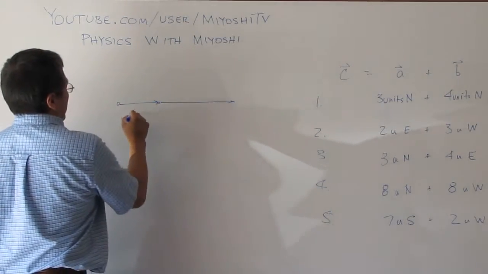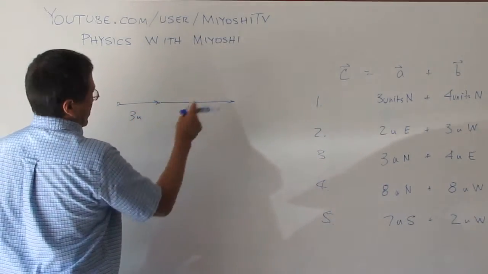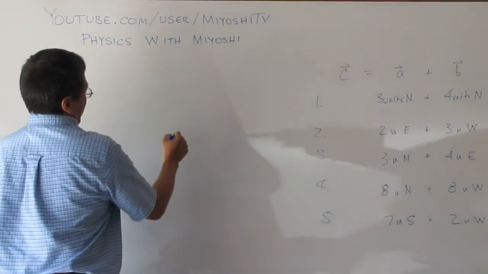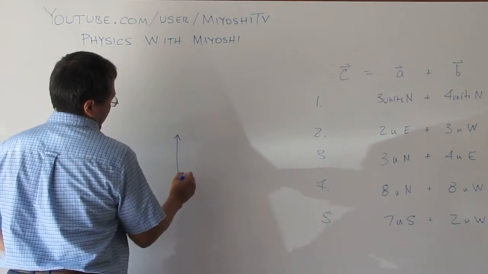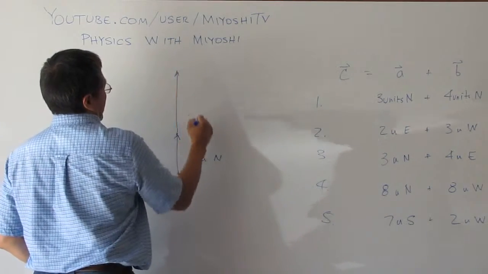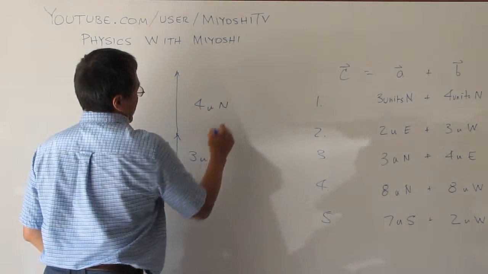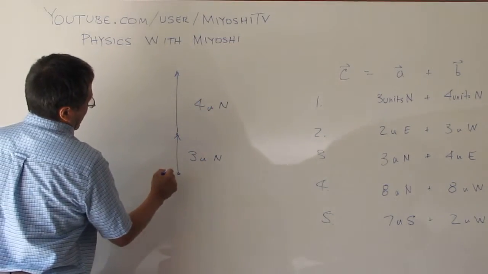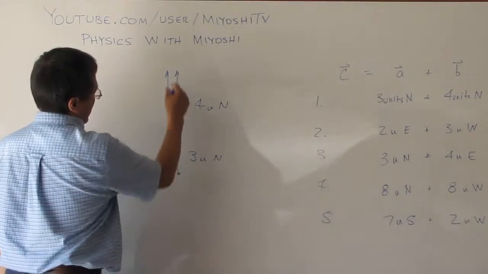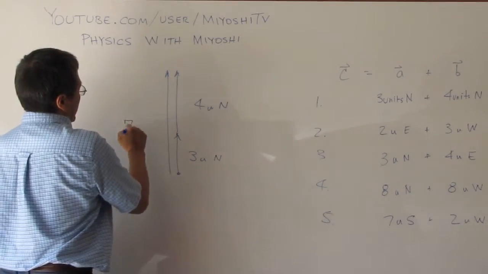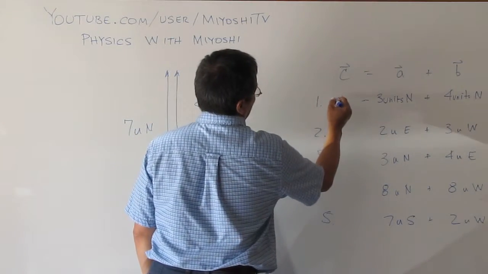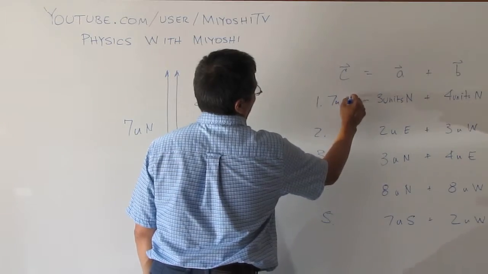Tail to head, this is 3 units. Oh, it's north. Not very good north, is it? 3 units north plus 4 units north. The resultant vector C is that whole thing added together, which is 3 plus 4. It's in the same direction, so I'll just do 7 units north. So that first one, C is going to be 7 units north.